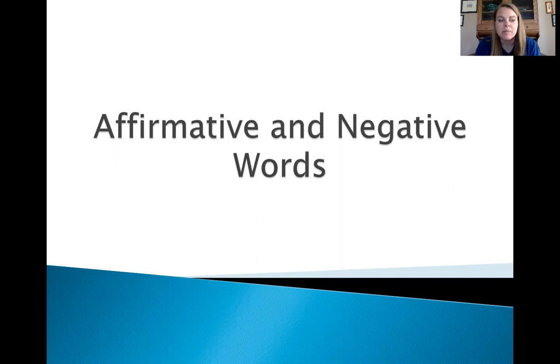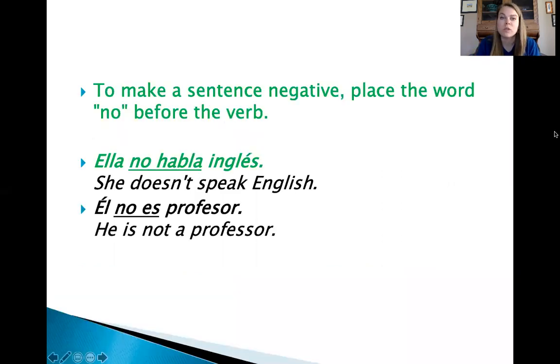In this PowerPoint, anything that I really want you to write down, I put in green font. So you're welcome to write down anything or just print off the notes from the link that I gave you, but the most important things I put in green. So let's jump in. What are affirmative and negative words? When do we use them?